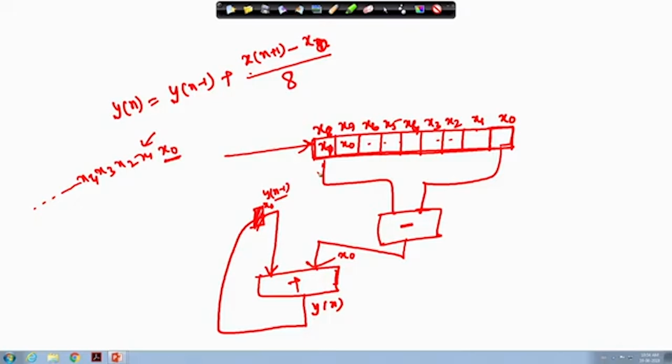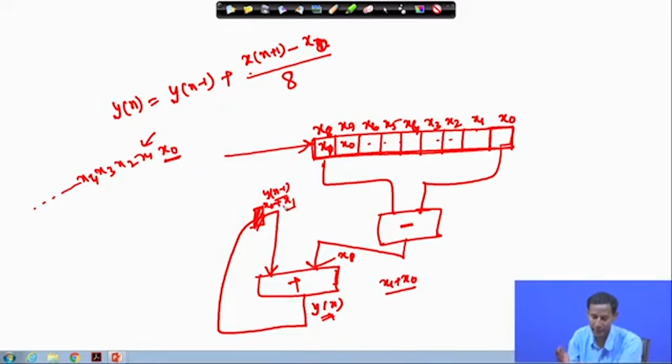In the next clock cycle what will happen? x 1 will be filled over here, and x 0 will come to this particular position. So, now x 1 and here it is 0. So, this value will be updated with x 1. Now what will be the output of this? That will be x 1 plus x 0, because x 0 is one input and x 1 is the other input.